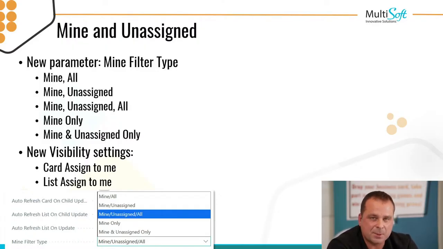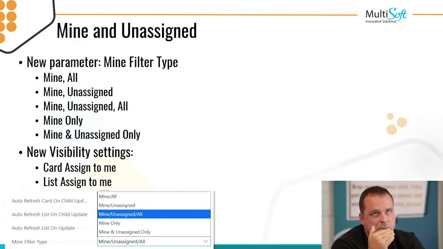This is quite typical in the warehouse area, so certain customers are working in a way that they cannot access the documents which are not belonging to them, but they can assign one from the unassigned pool. So that's why we have created and extended this mine filter with different options. So now, as you can see on the screenshot, you can have multiple options for the mine filter.